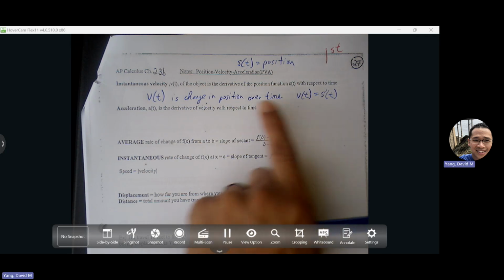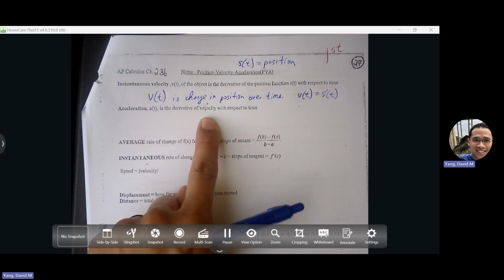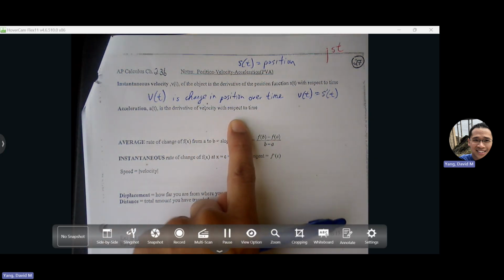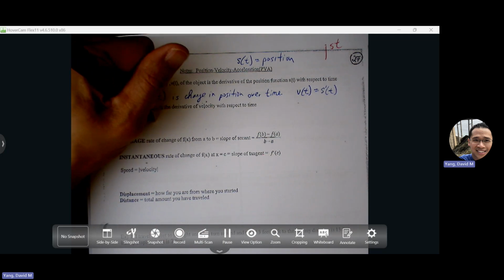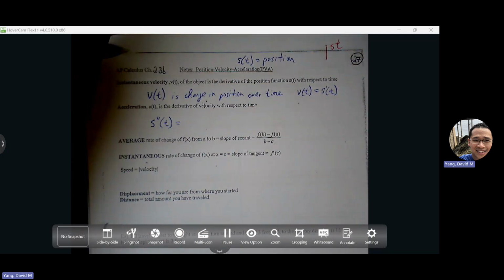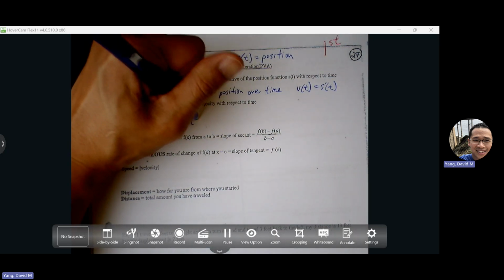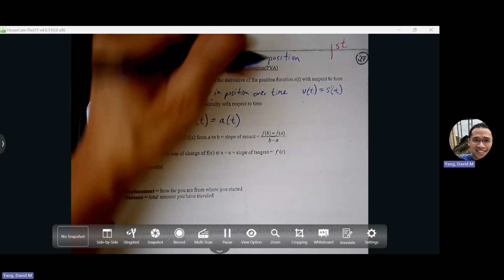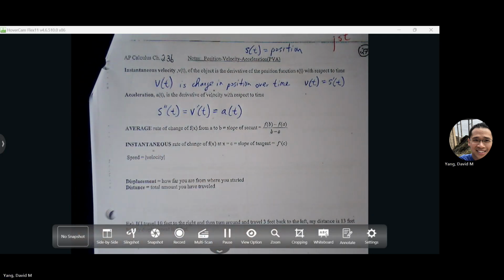And acceleration is the derivative or rate of change of velocity. So the change in velocity over time is acceleration. So we can think of acceleration as the second derivative of position. We can also think of acceleration as the first derivative of velocity. And we can also have acceleration have its own variable, a of t. Okay, so depending on where you start from, if you're starting at position, to get to acceleration you have to go down 2 levels. But if you're starting at velocity, to get to acceleration you only have to go down 1 level.